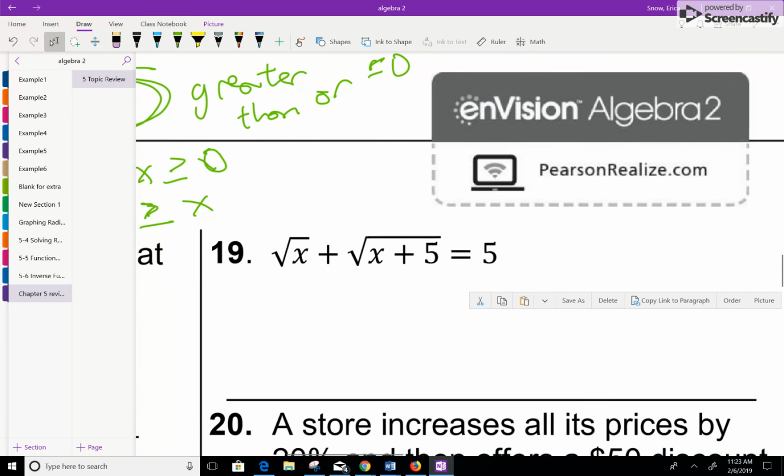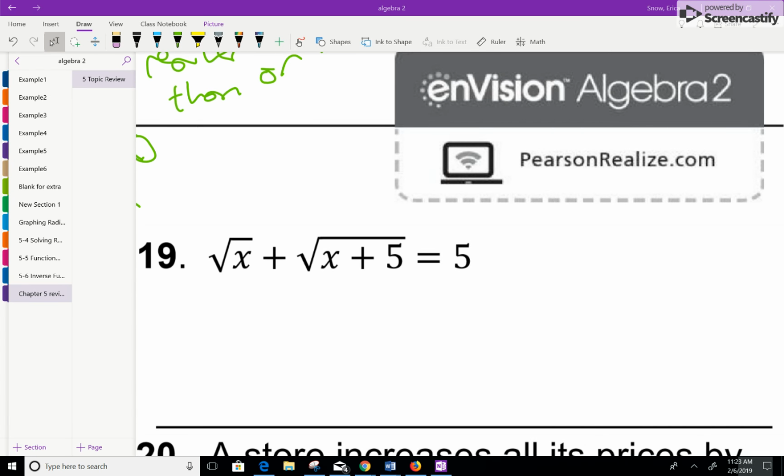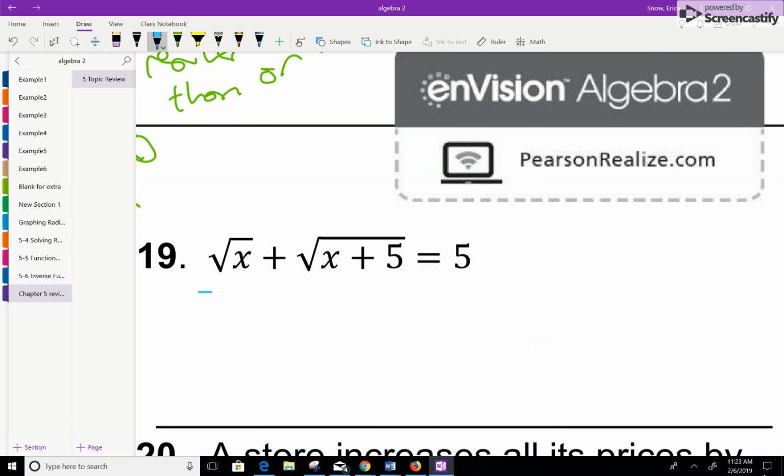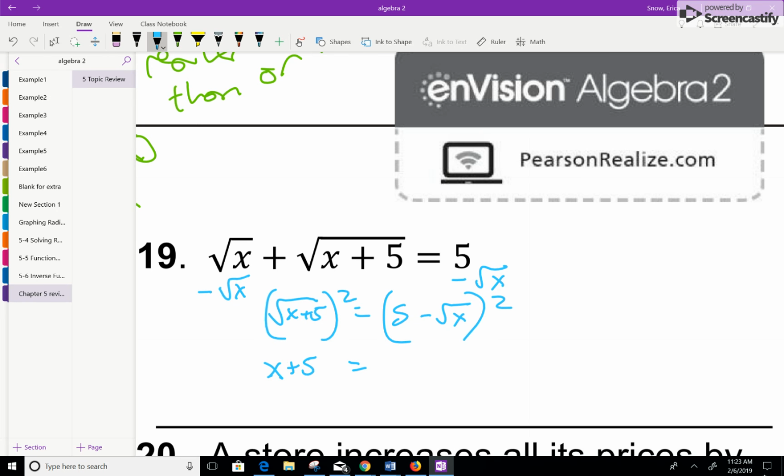Okay, 19. This one looks really, really ugly. So what we're going to do, if you'll remember from when we did 5/4, we're going to subtract the less simple one over like that. So we get the square root of x plus 5 equals 5 minus root x. Then we will square both sides. So we get x plus 5 equals, and then when we square this side, we're going to get 25 minus 10 root x plus x, excuse me.